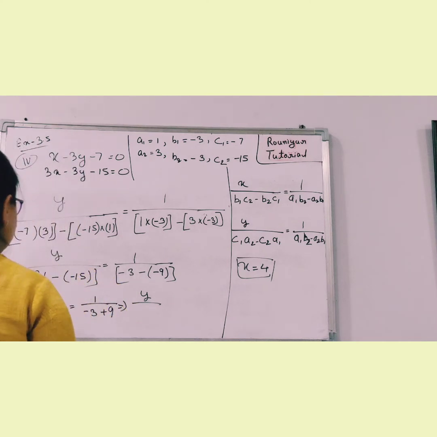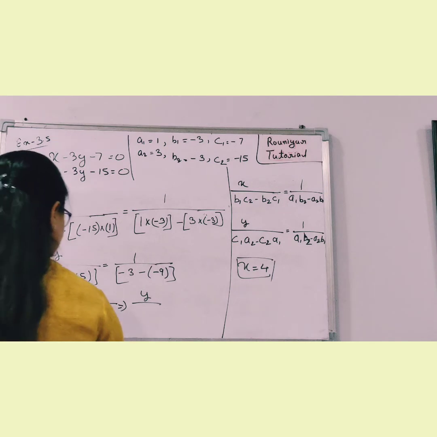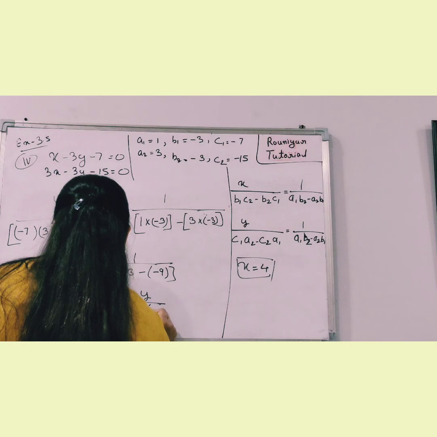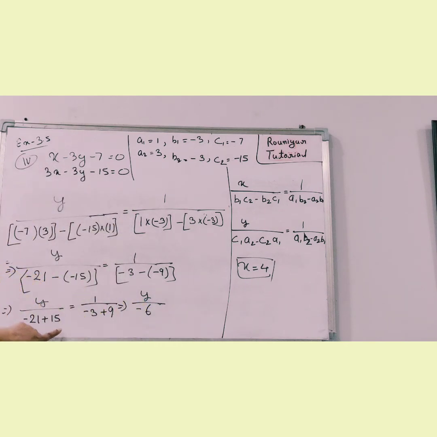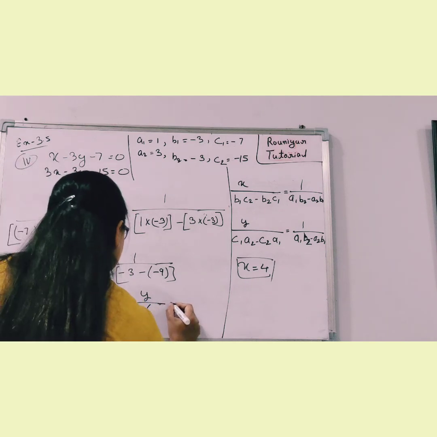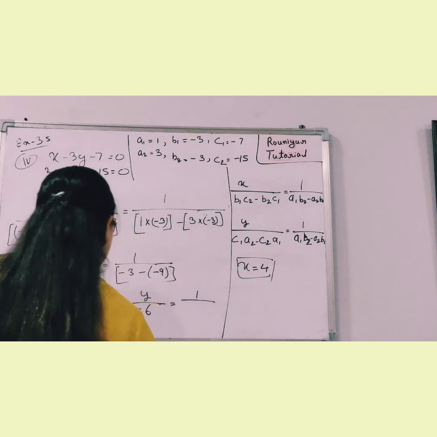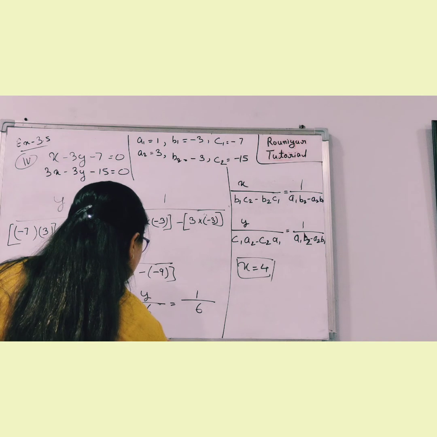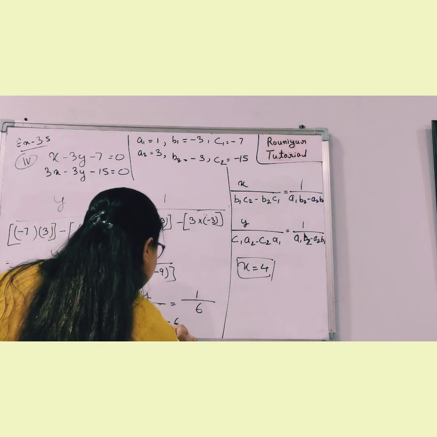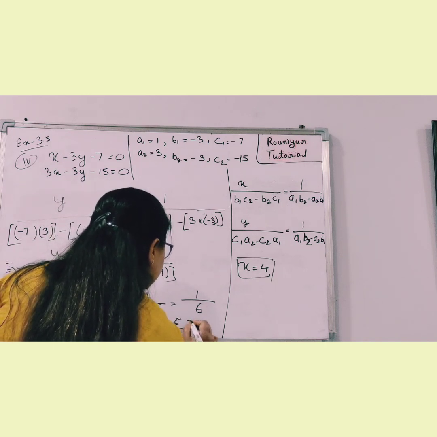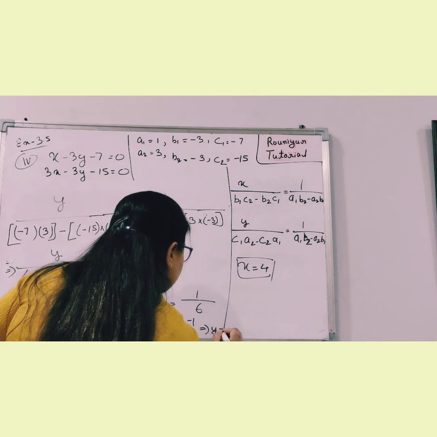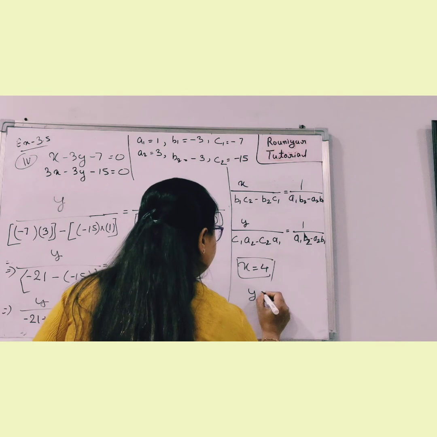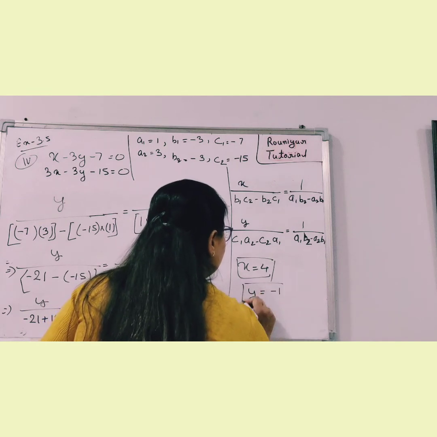Y by minus 21 plus 15 is equal to minus 6. Okay, minus 21 plus 15 is minus 6 is equal to 1 by minus 3 plus 9 is 6. Here y is equal to minus 6 by 6, that is minus 1. So y is equal to minus 1. So the value of y is equal to minus 1.